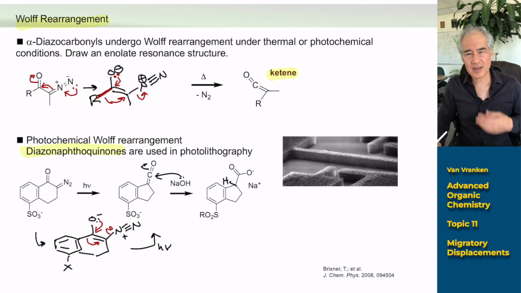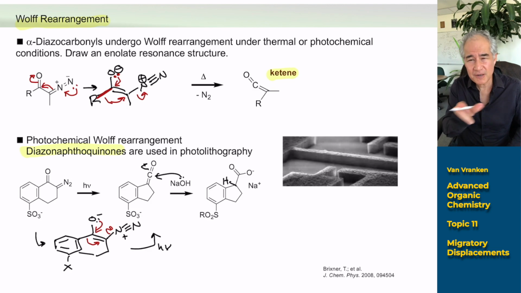All right, so we've been talking about migratory displacements, where carbon-carbon bonds can shift over and push out leaving groups, which is quite extraordinary, but you have to weaken those carbon-carbon bonds.